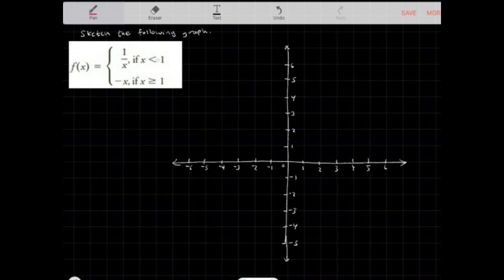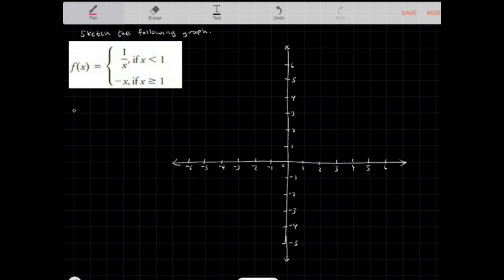So we notice that the function is going to look like 1 over x if x is less than 1, and the function will look like negative x if x is greater or equal to 1. So when x is less than 1, we'll have a reciprocal function. If x is greater or equal to 1, we'll have a linear function.